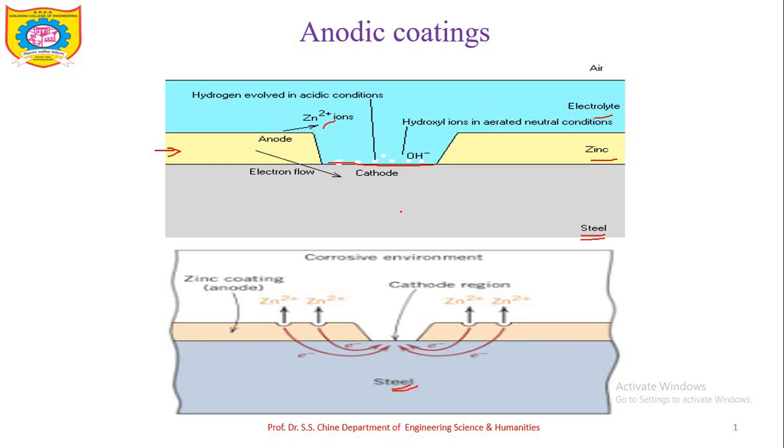So the anode is the zinc coating. Why? Because zinc is more anodic than the iron itself, or steel. And that's why this zinc acts as anode and gets corroded, but this iron plate still gets protected. Means what? Even though there is a development of cracks or pores, or this coating gets ruptured, then also this base metal gets protected by using this coating.